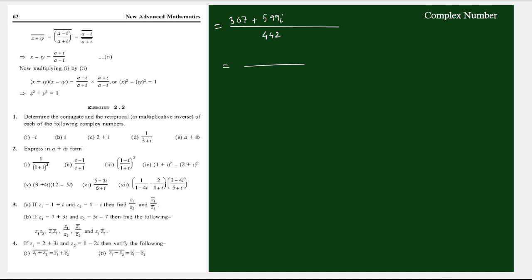So now separate the real and imaginary part. So 307 by 442 plus i, 442. This is our a plus ib form. So this is our question number 2.